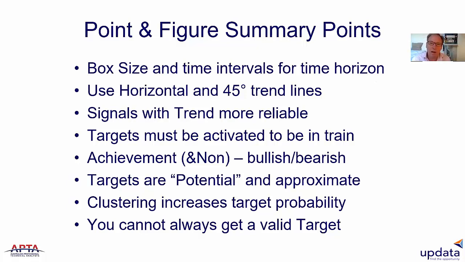So point and figure summary points are the box size and the time interval for the time horizon. I use the horizontal and the 45 degree trend lines to reject or accept signals. The targets must be activated, and non-achievement or achievement is quite important. And remember that targets are potential and approximate, so you can't hang your hat on them. Sometimes you can. And if they're clustering and you've got multiple targets, that's really key. And we'll see this all in a minute. And you cannot always get a valid target.